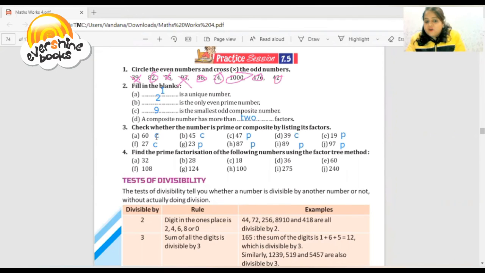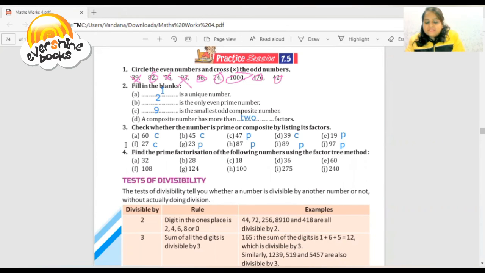60 is your number that is composite, which means it has more than two factors. 45 has more than two factors, like it is fully divisible by 5, 15, 30. So more than two factors of this number, so it is called a composite number. 47 has only two factors, 1 and 47, so it's your prime number. Now 39 is your composite number, 19 is your prime number, so you have to check whether it is a prime number or whether it is your composite number.